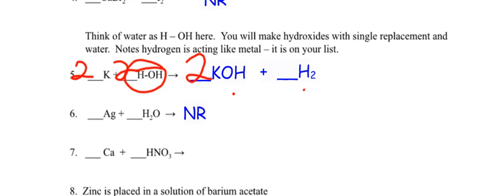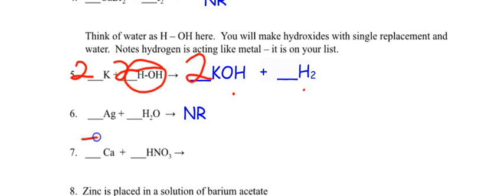Okay, but what about the next one? What about calcium and nitric acid? So which one is higher up? Go ahead and check that out. If you said calcium is higher up than hydrogen, you are correct. So now we need to make the swap. So calcium and nitrate are now going to hook up. And again, you're going to have an ionic situation. So you have to look up the charges.